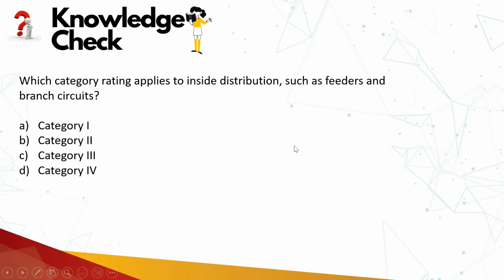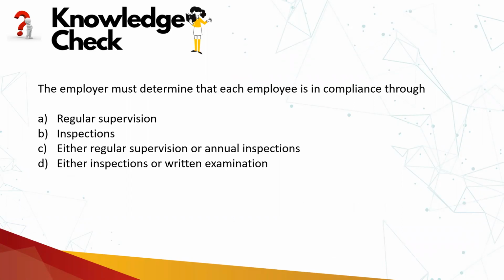Yeah, the right answer is category 3. The employer must determine that each employee is in compliance through... Only one answer is correct. Yeah, the right answer is C, either regular supervision or annual inspections. So C is the right answer.